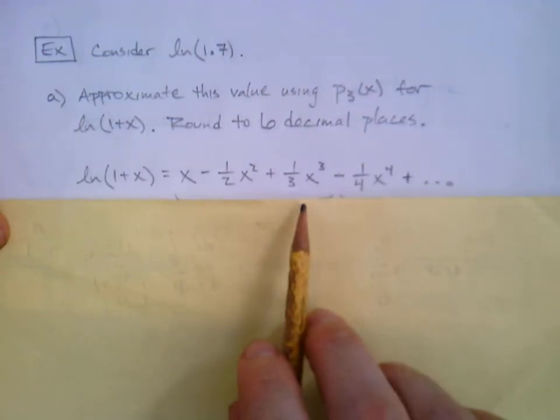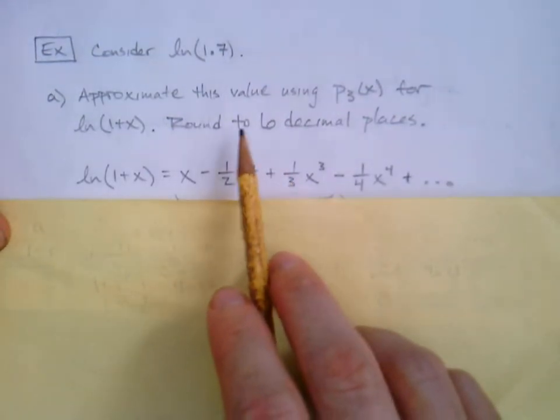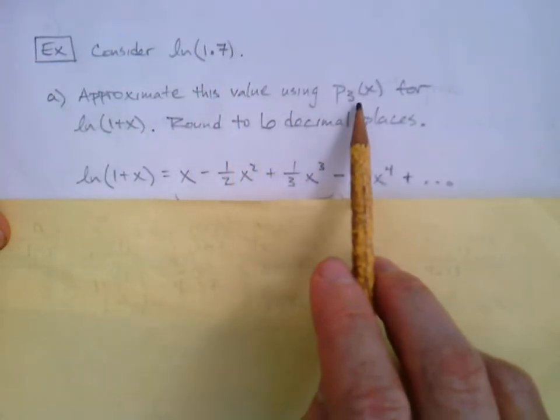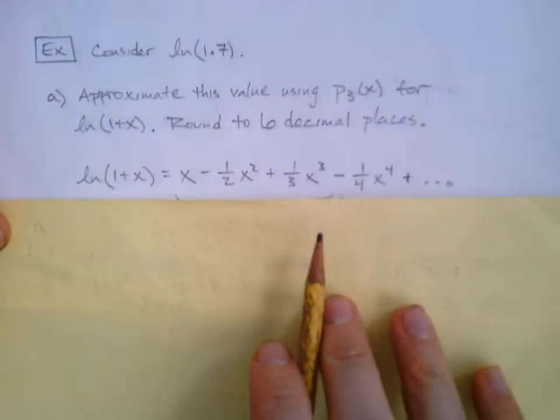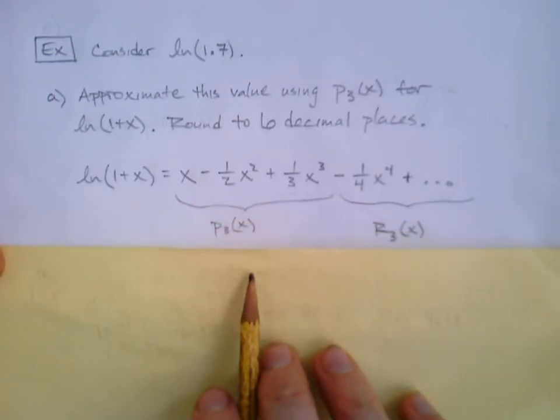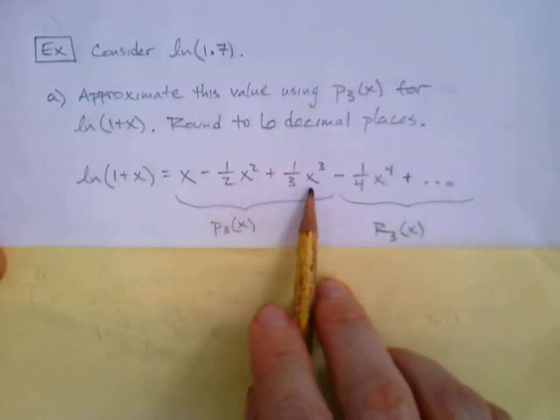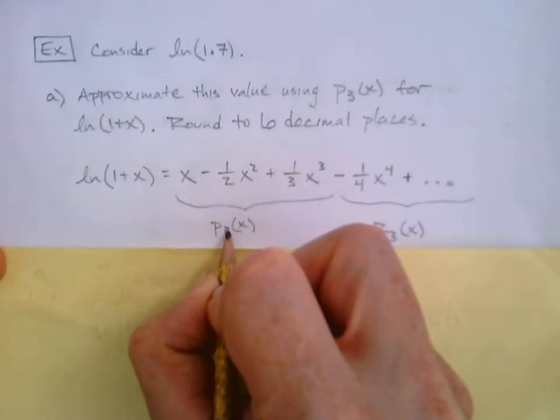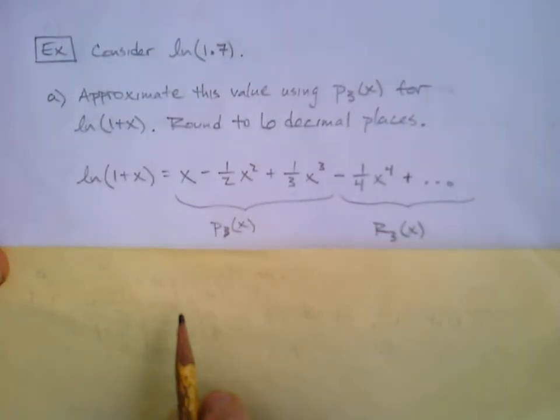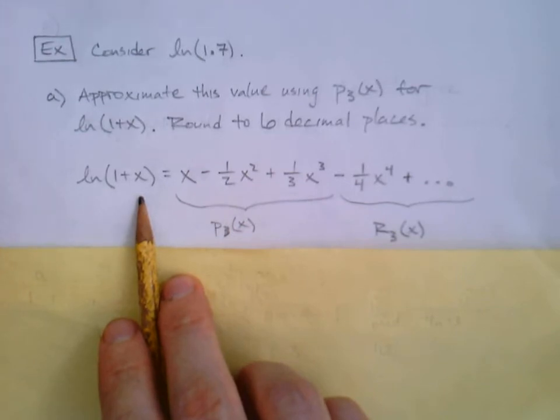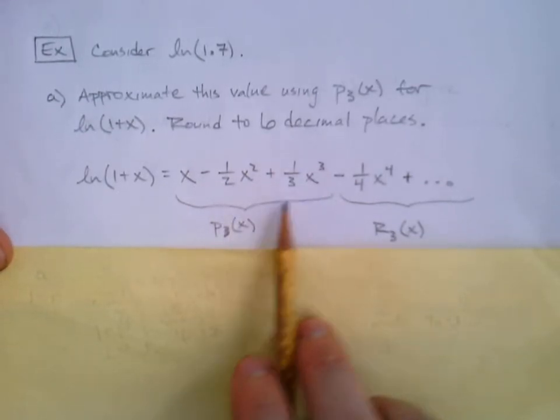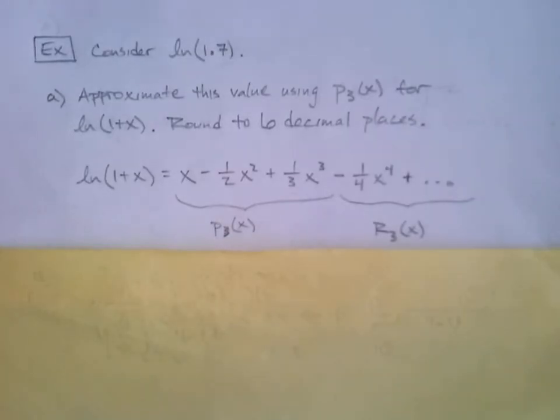Okay, what do I have in brackets underneath here? We're going to approximate this, the natural log 1.7, using P3. This is awesome. They've already done the work for us. P3 of x is right there, the third degree. We don't have to find that Taylor polynomial ourselves. We'll just use the one they already have given to us. Stop at x to the third. That's the third degree Taylor polynomial.